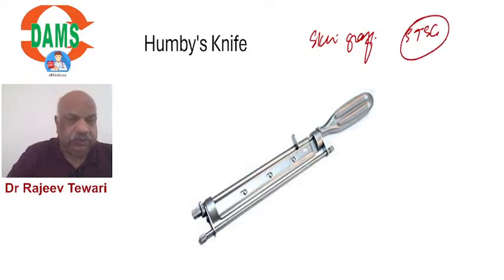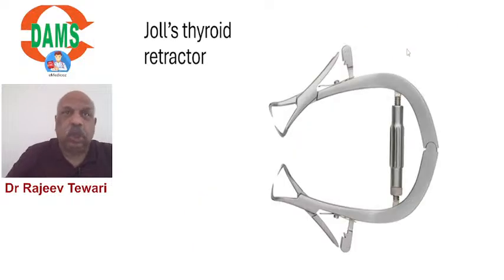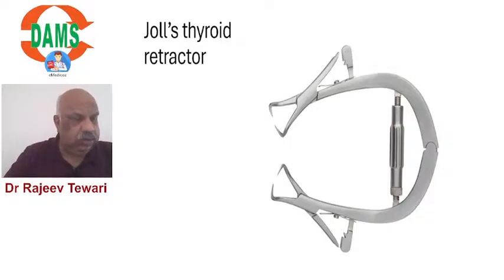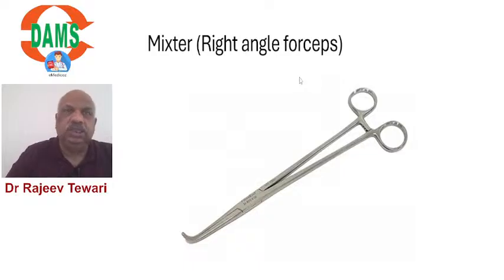Again an MCQ. Now this is Jaws thyroid retractor. We use two Jaws thyroid retractors, one on this side, one on this side, to expose the area. Okay. And this is a right angle forceps called Mixter. This is an AIIMS question.